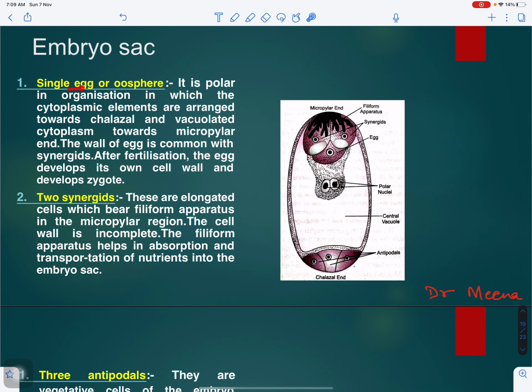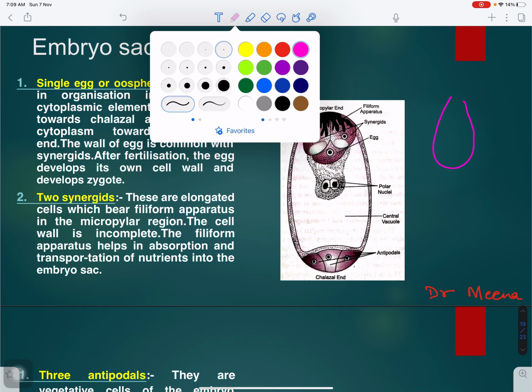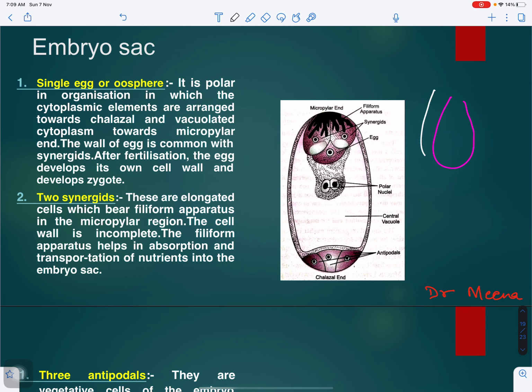So we can say the embryo sac has a single egg or oosphere which is present toward the micropylar end. And supposing this is the egg cell and these are two synergids which are present over here. Now they are interconnected with each other, right? Their wall is common, so they are interconnected, and these connections are called plasmodesmatal connections, by which their cytoplasmic continuation is maintained.